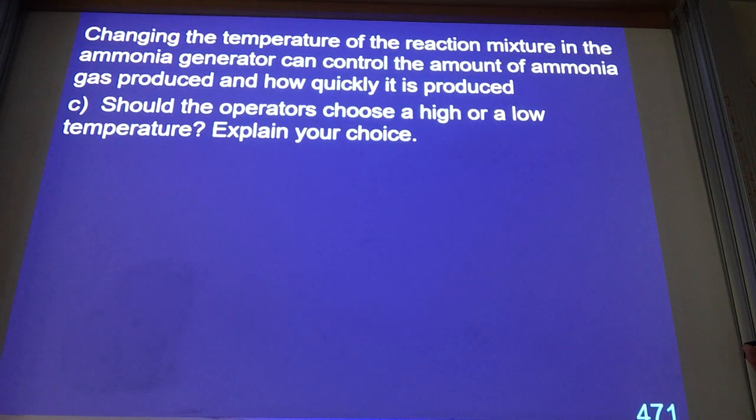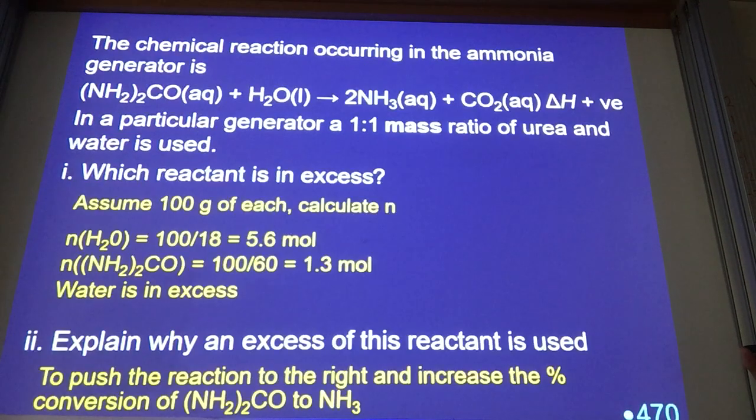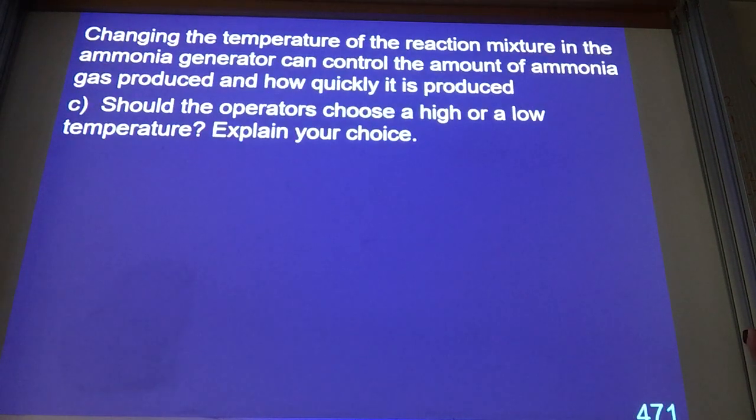Changing the temperature can control the amount of ammonia produced and how quickly it is produced. So high or low temperature. So what have we got? We've got an endothermic reaction. So what temperature favours yield in an endothermic reaction? A high temperature.